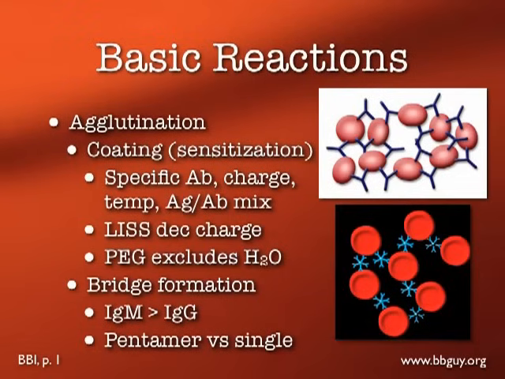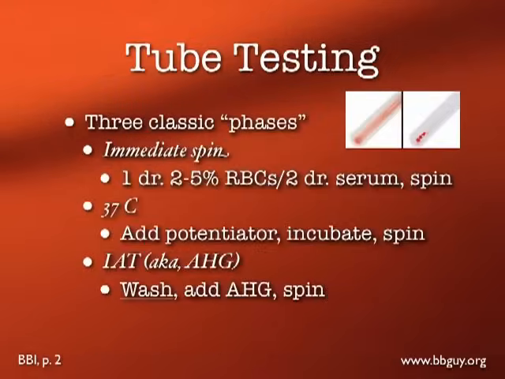Certainly the most basic reaction in blood banking is agglutination. You see here on the right side of the screen an example of red cells being agglutinated by IgG antibodies on the top and IgM antibodies on the bottom. Certainly IgM is much better at doing that than IgG. IgM antibodies tend to react at lower temperatures. IgG antibodies tend to react at warmer temperatures, and that's some of the difference between warm antibodies and cold antibodies that we'll talk about in just a little while.